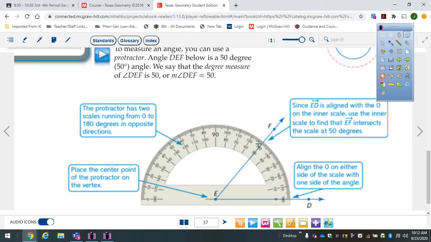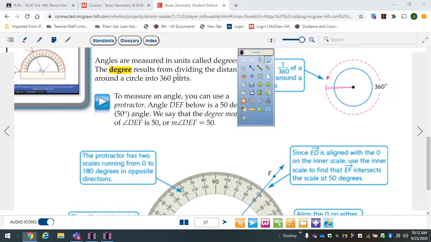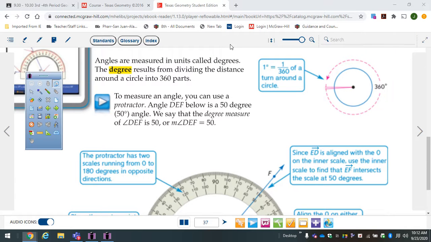So real quick, this next part, we're going to kind of skip, because they want you to physically measure. I would love for you to physically measure, but I've got to see you to make sure you're doing it right. I have a lot of protractors at school, so when we go back, we'll jump back to this.